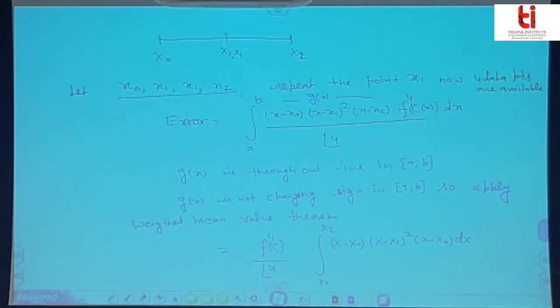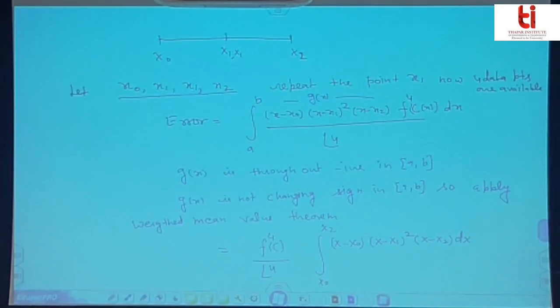Okay. So the point that we can discuss here is that we are repeating the point x1 in the data points. Why did we do that? Because we want to make g(x) such that it will not change sign. If we repeat this point, it will not affect the area of the interpolated polynomial that we have to compute inside the interval AB, and the error will remain unchanged. That's why we are repeating this point x1.